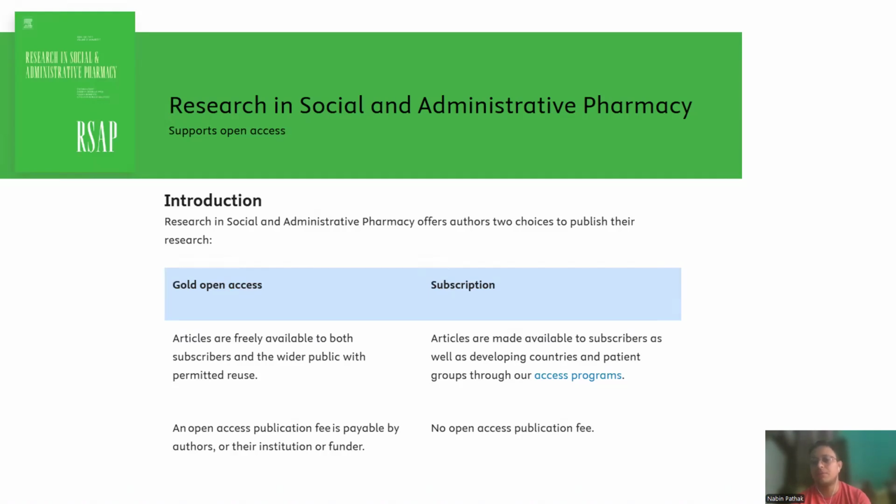In open access, you have to pay a certain price, and only then will your paper be openly accessible to the public, to other reviewers, and to every scientific person who participates in the professional upliftment of pharmacy. In the second option, subscription, articles are made available only to subscribers, as well as to developing countries and patient groups through access programs. You need a subscription to this journal and a valid institutional email to access it, and this is one of the major lackings in the Nepali context. When it comes to subscription-based publishing, you do not need any publication fee.